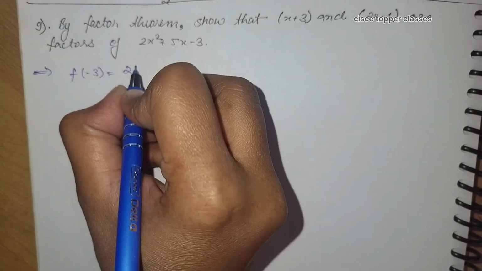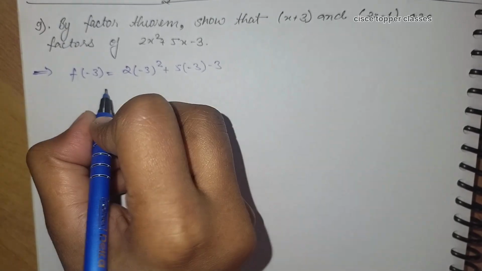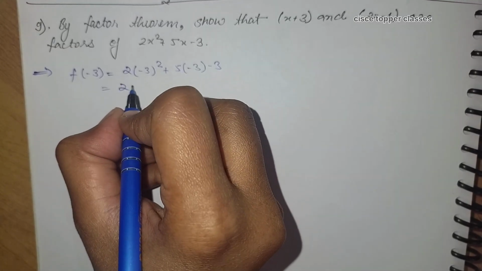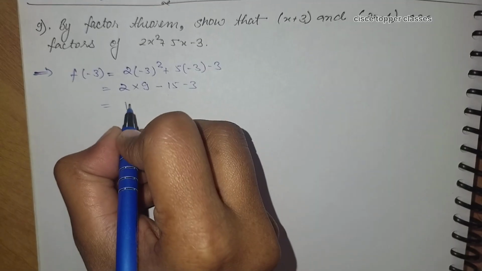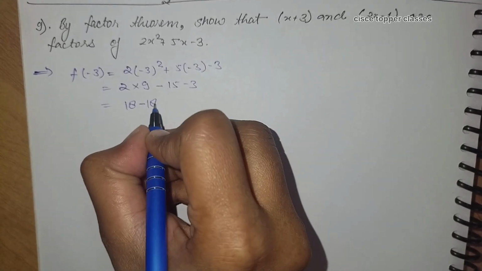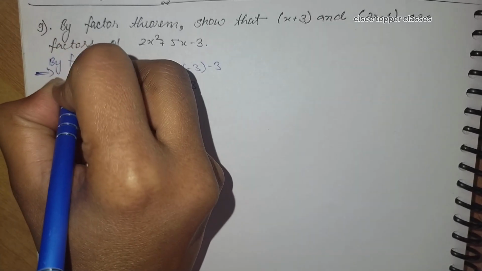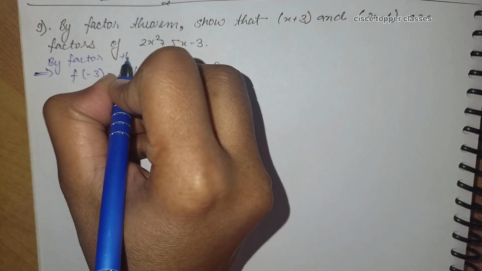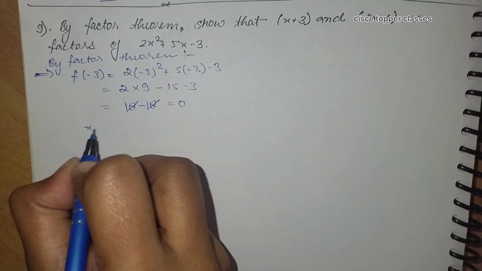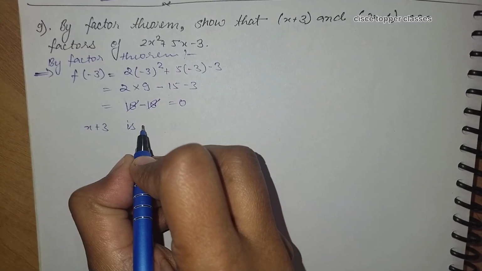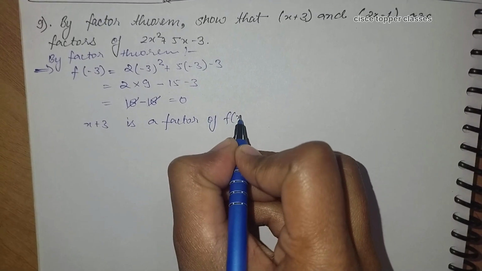If you put it, it will become 2 into (minus 3) whole square plus 5 into minus 3, and then minus 3. On solving it will become 2 into 9 minus 15 minus 3. 18 minus 18, so it will become 0. Hence it is proved that by the factor theorem x plus 3 is a factor of fx, which we have let here as fx.